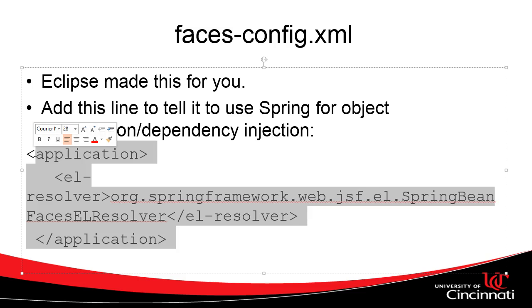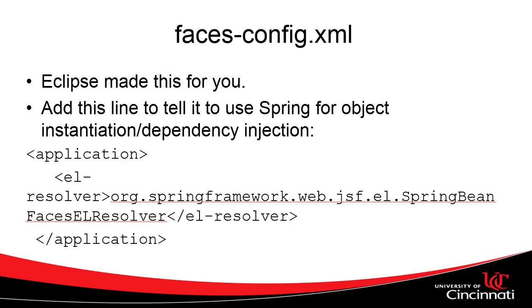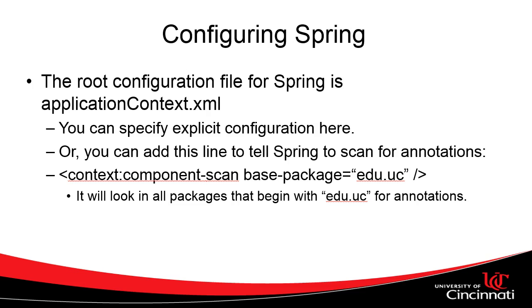In other words, when we want to make a Java object available to a JSF page, we're going to configure that object with Spring, and this is the entry we need to put into Faces config so that Faces knows to consult with Spring on which objects it needs. That's number one. Number two, we need to configure Spring.